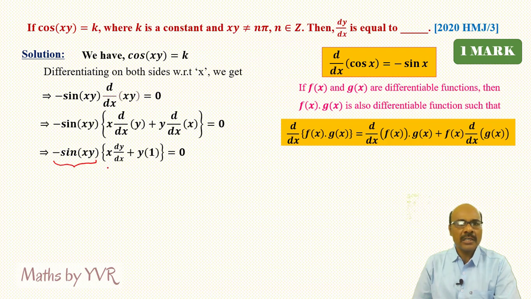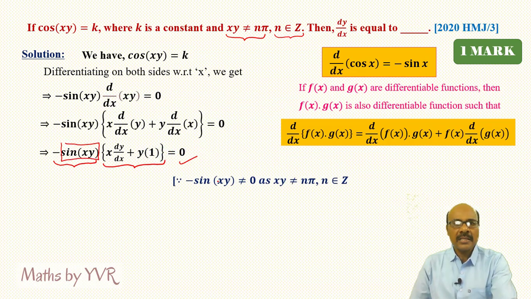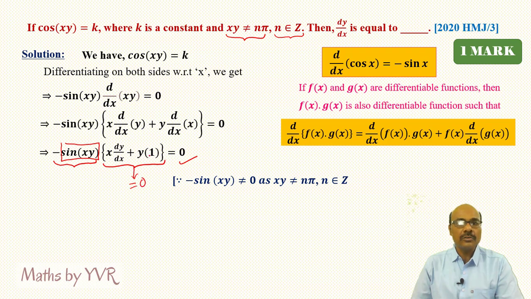Here we have a product of two terms. A product of two terms equal to 0 means any one of the terms should be equal to 0. But in the given question, they clearly gave one condition: xy is not equal to n pi for any integer. That means sin of xy is never 0. So based on that condition, minus sin of xy is not equal to 0 as xy is not equal to n pi for any integer. So since the sin of xy term is not equal to 0, the second term should be equal to 0.